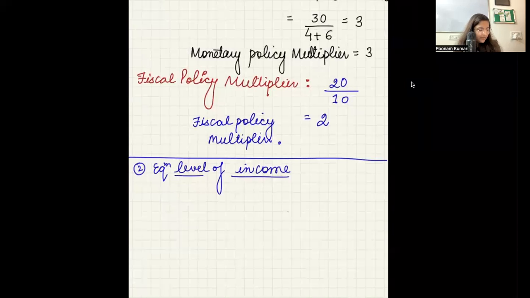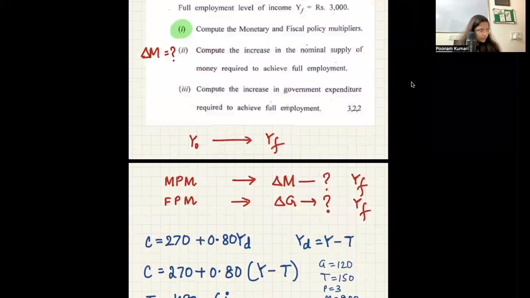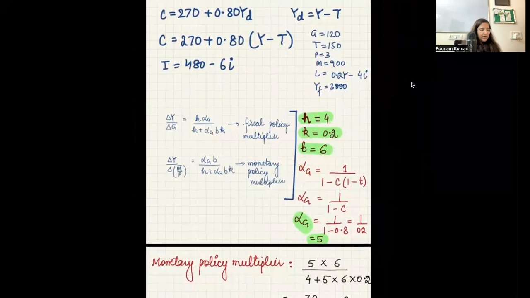Equilibrium level of income, if you calculate that, you will know how much change in income you're looking for, and then you can make the appropriate changes to M, which is the nominal money supply, and in the second question, in the part that was asked, which is G, you can make appropriate changes in G as well. Okay, fine. So we have to find this. So now we have to solve the equations.